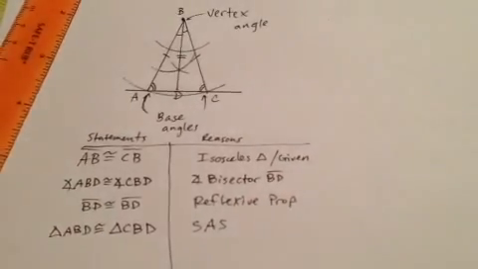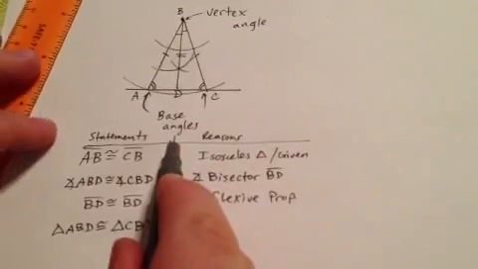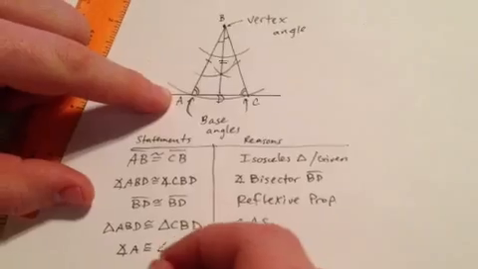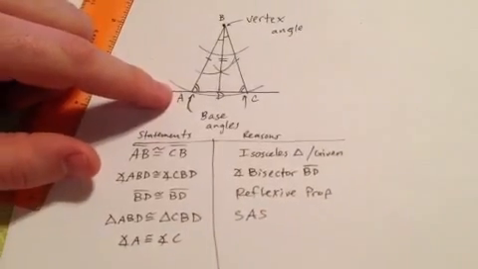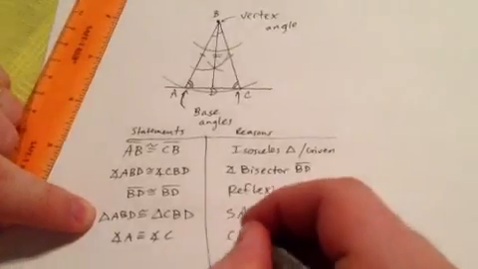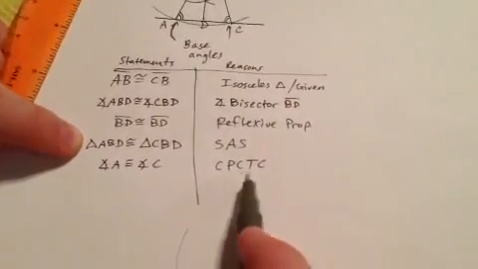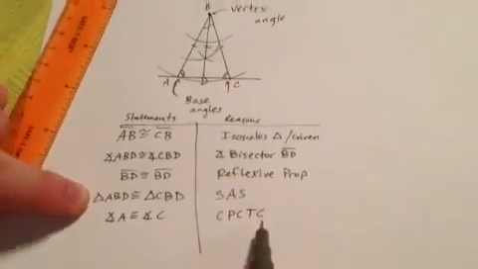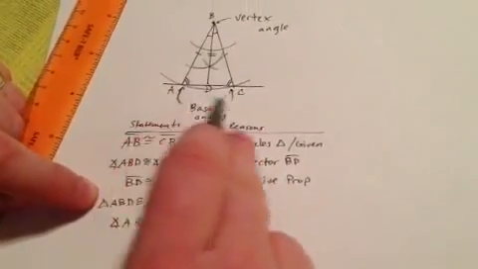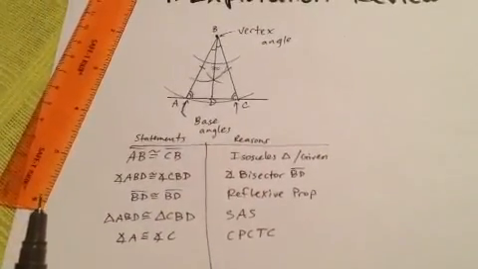Now again, what we wanted to prove were these base angles congruent. So that means we have angle A congruent to angle C. And the reason they're congruent is because the two triangles are congruent. Remember, CPCTC: corresponding parts of congruent triangles are congruent. So because I have the two triangles congruent, I know the two base angles are congruent. So that was what you should have done on your exploration.